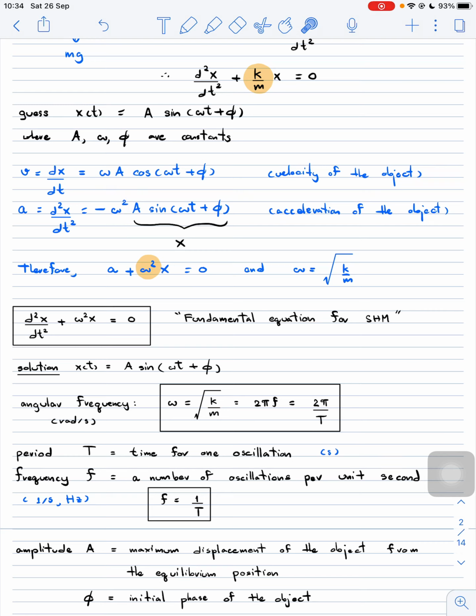So one thing that we can get from the x and the a is that the phase difference between the position and the acceleration must be equal to 180 degrees. Why? Because this one is positive and this one is negative.